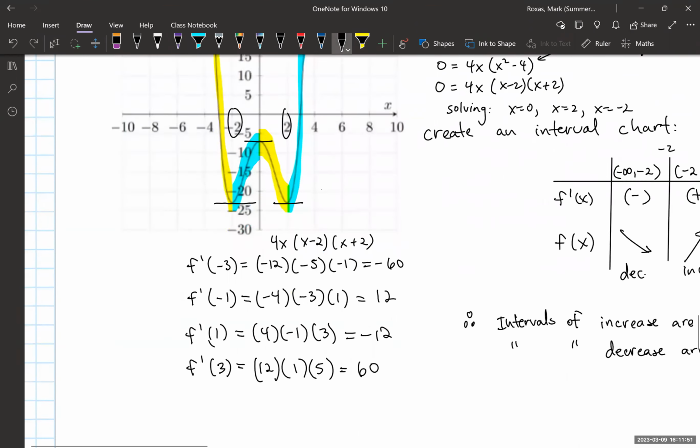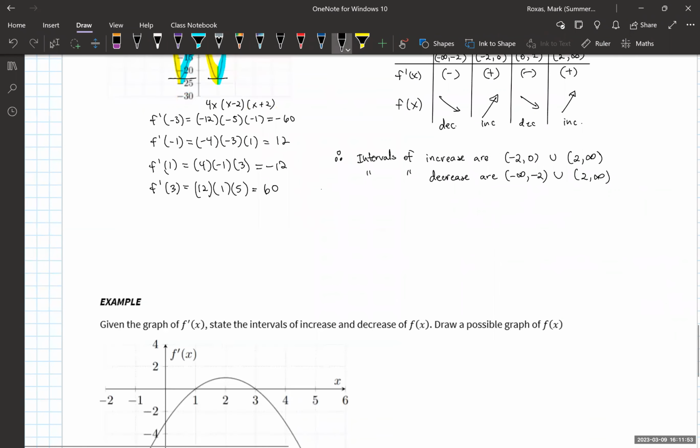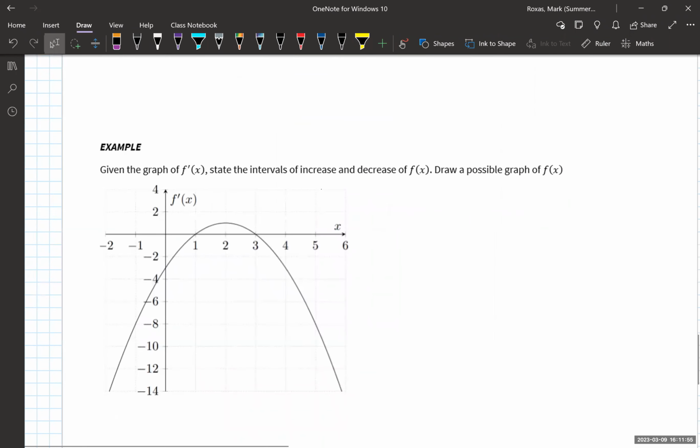Okay, let's look at another example. Given the graph of f prime x, state the intervals of increase and decrease of f of x. Draw a possible graph of f of x. Okay, so this is different in the sense that I got f prime x here. This is not f of x. Don't get confused. This is the derivative. The derivative looks like a parabola. So the original function might be a cubic function, right?